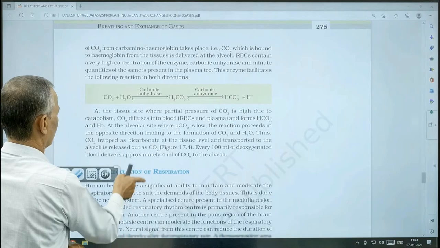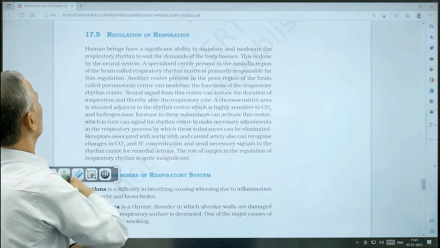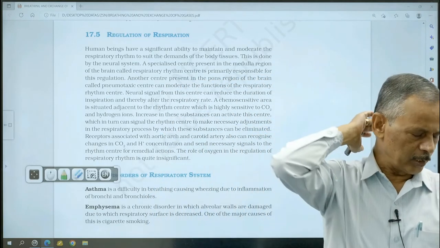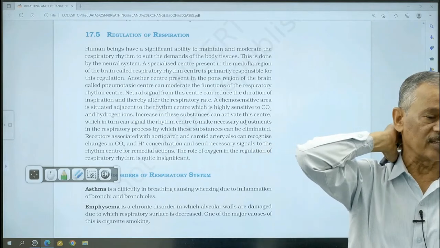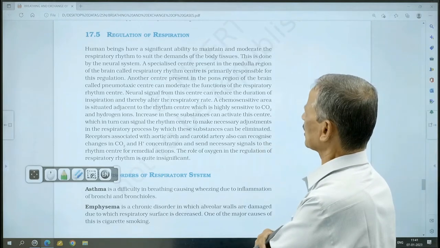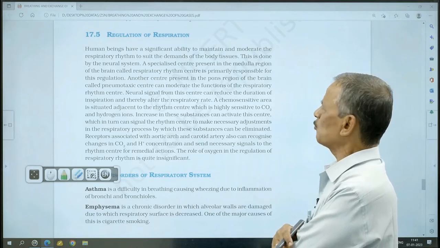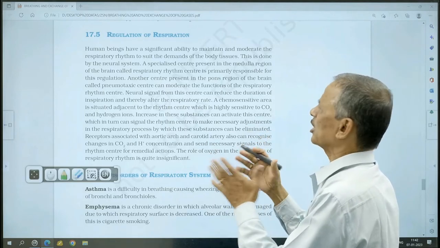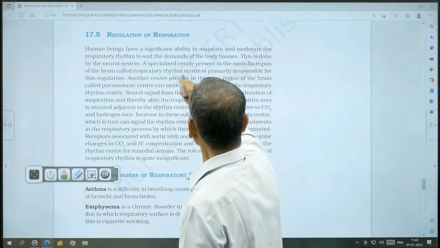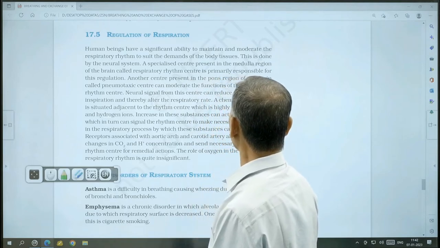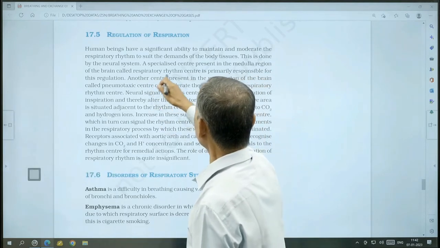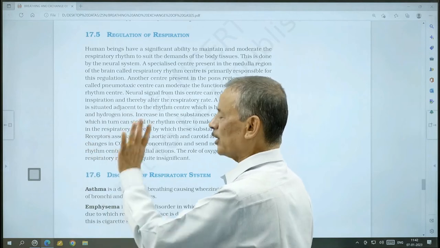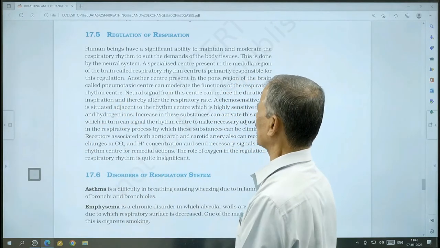Now, how are our respiratory activities controlled? We have a center in the hindbrain, in the medulla oblongata, which is called the respiratory rhythm center. This respiratory rhythm center is responsible for the control of the activities of respiration. That is responsible for this regulation. From that, a signal comes, and only then will the phrenic muscle contract.